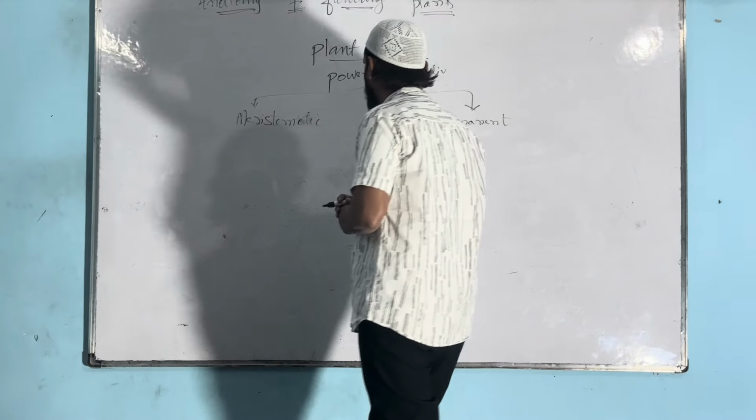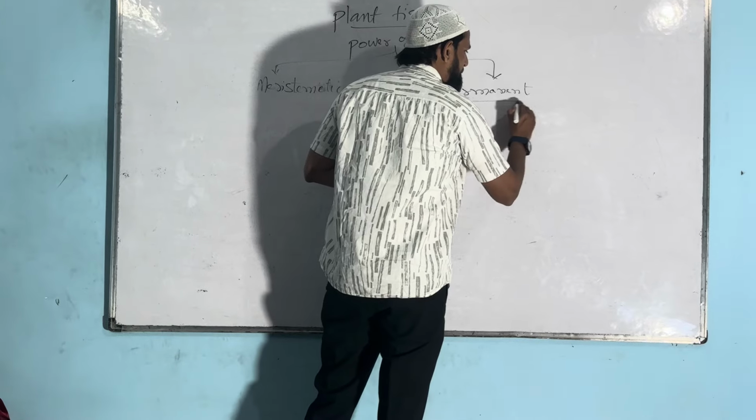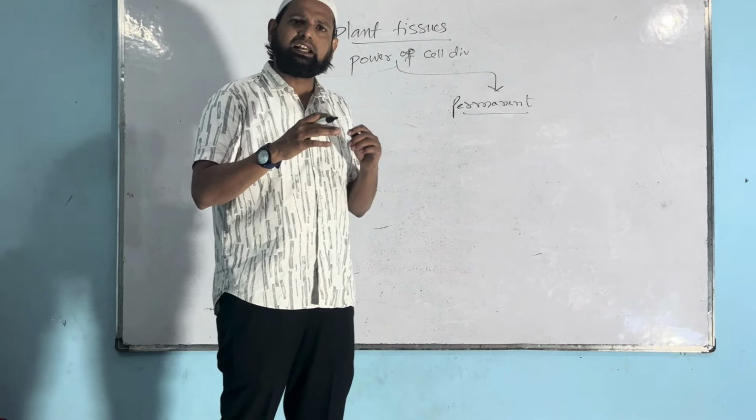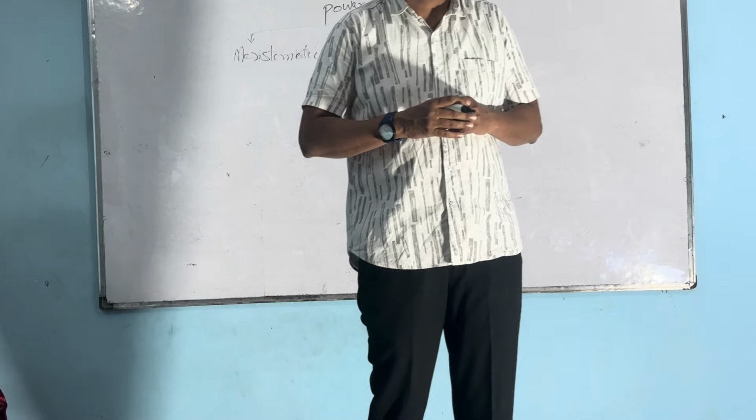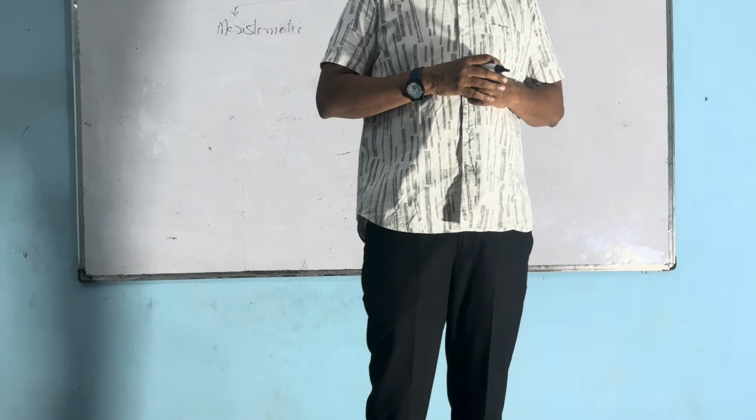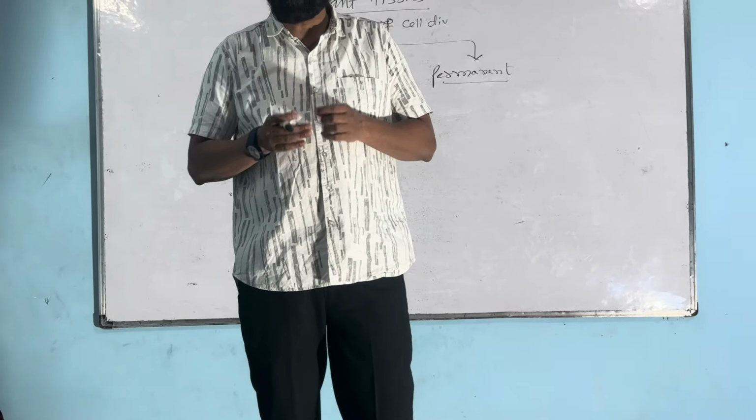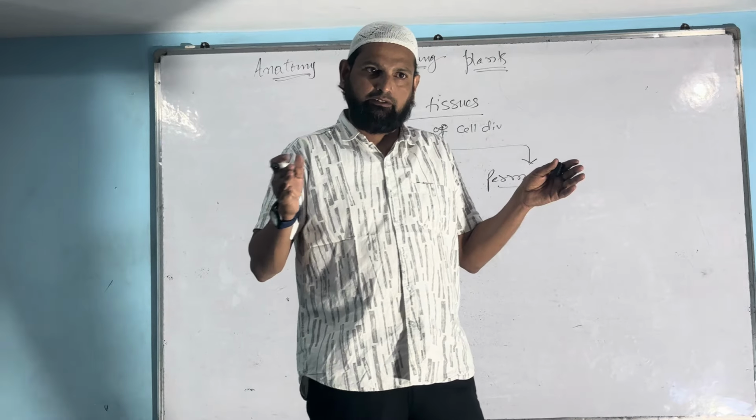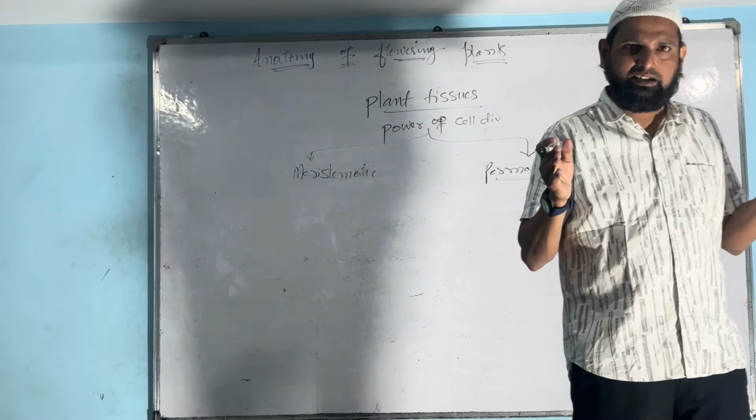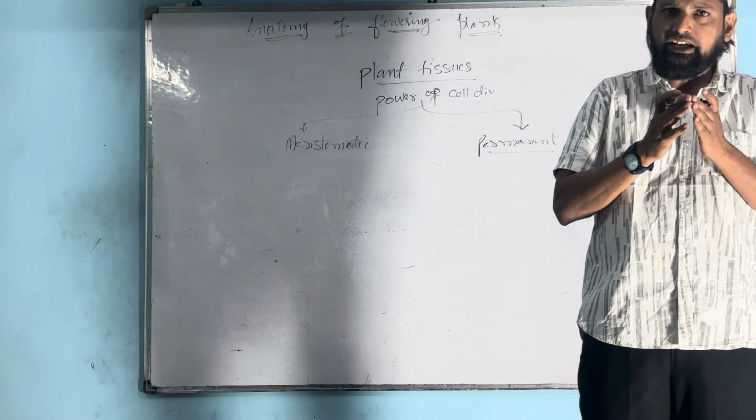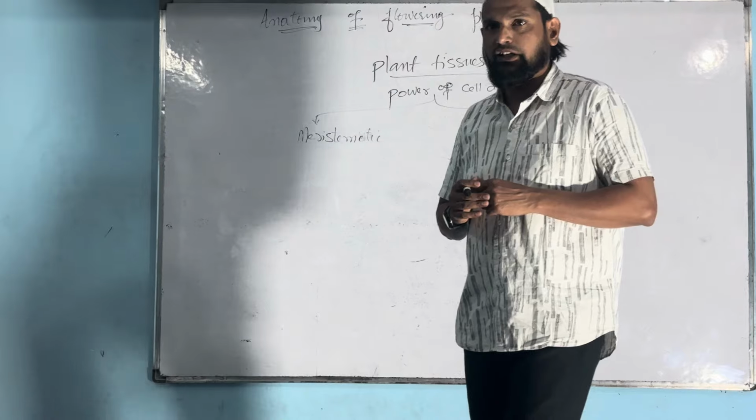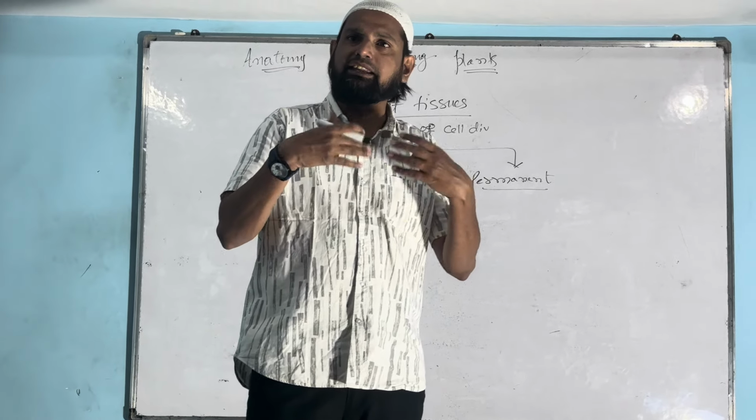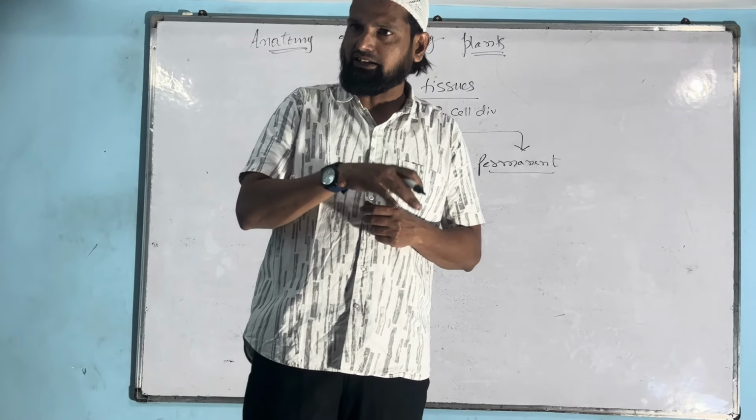But now see here, for the permanent tissues I have used the words, they lost the capacity to divide. So did they completely lose the capacity to divide? No. Under certain conditions, for example during secondary growth, when increase in thickness occurs in the dicot stem and in the dicot root, some of the permanent cells regain the capacity to divide. Once again they can divide.